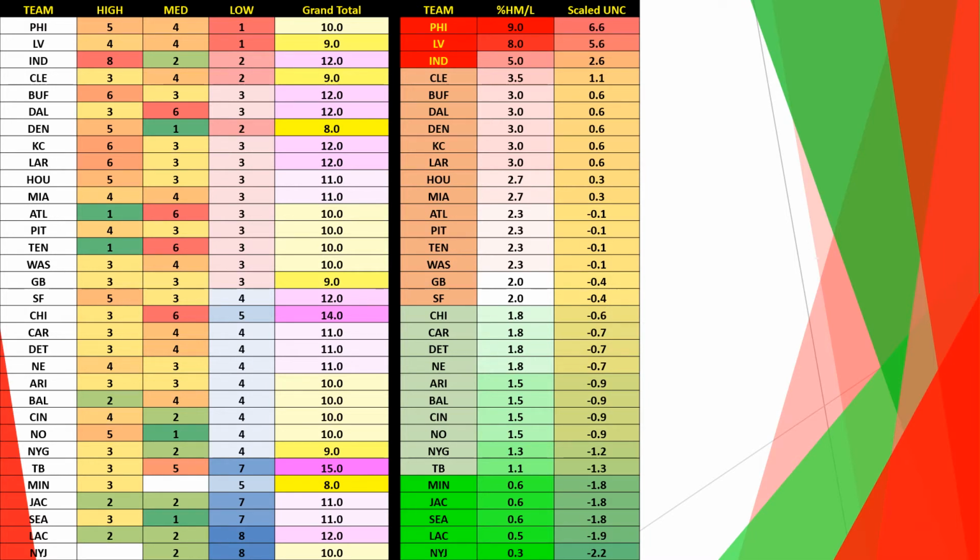The opposite are in green: Minnesota, Jacksonville, Seattle, Chargers, and the Jets. Now realize it doesn't mean that all the Jets players are great. It just means that we think we know what they are. It doesn't mean they're good. In fact, the Jets are thought to be a very weak team, but we have a lot of confidence that they are fairly weak players. So don't confuse uncertainty with the best and worst of the team and the players. It just gives you an idea of the confidence you should have.